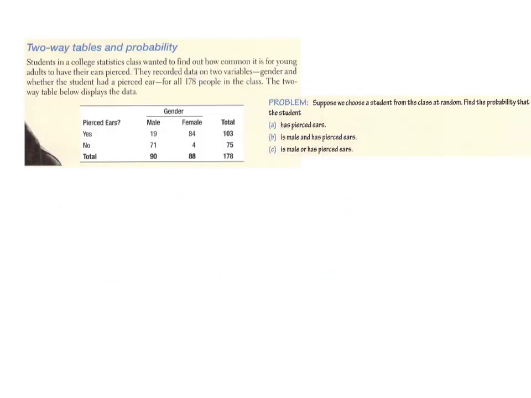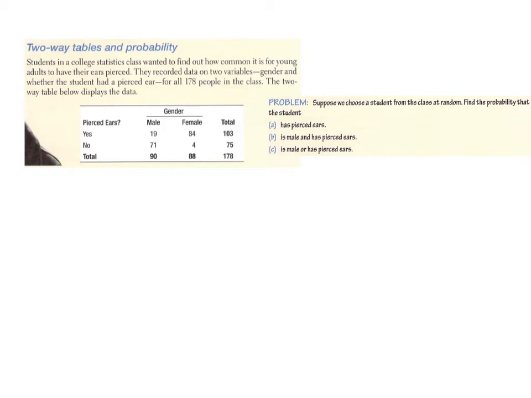Let's look at what we call a two-way table. Two-way tables can help us lay out what's happening in our sample space and our possible options and combinations, and make our probability calculations a little bit easier. In this particular example, students in a college statistics class wanted to find out how common it is for young adults to have their ears pierced.